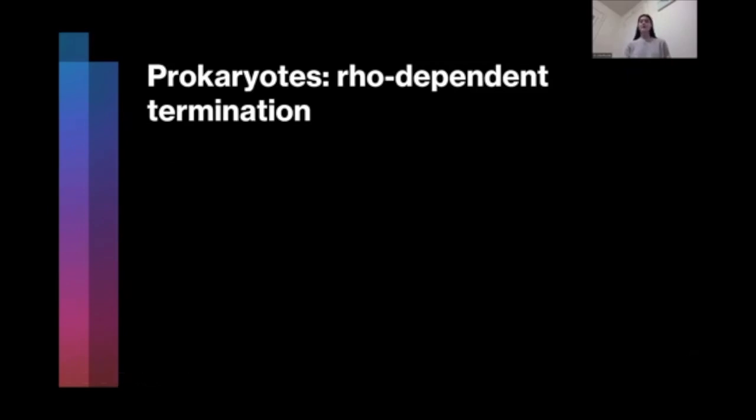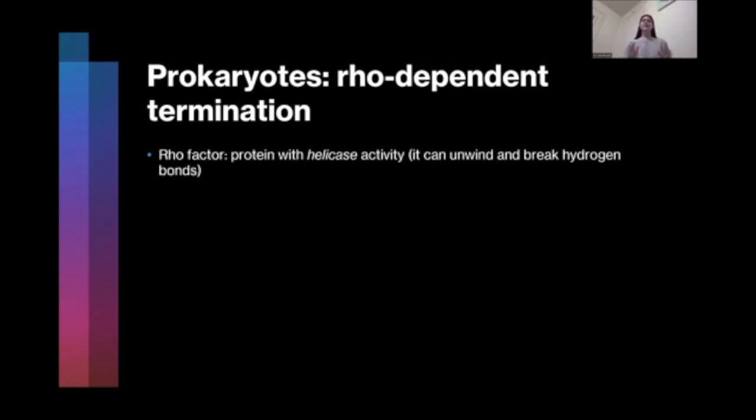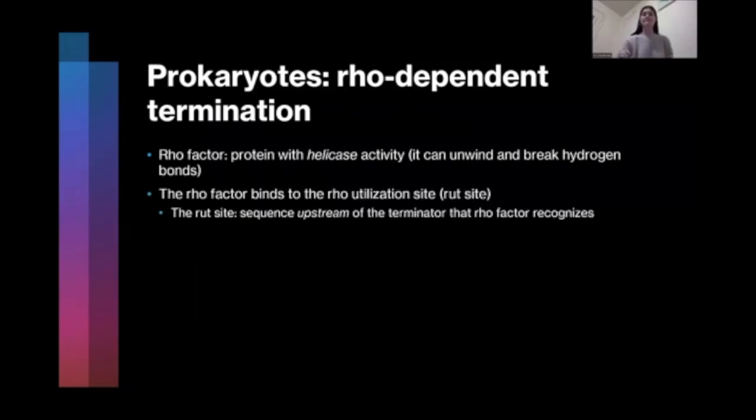So first, let's talk about rho-dependent termination in prokaryotes. Well, what is rho? We have something called rho factor, and that's a protein that has helicase activity. If you remember helicase from DNA replication, that's the thing that unwinds the DNA by breaking hydrogen bonds. So if something has helicase activity, that means it can do what helicase can do. It can unwind things and break hydrogen bonds. So rho factor can do that. And this is called rho-dependent termination, meaning we need rho in order to terminate.